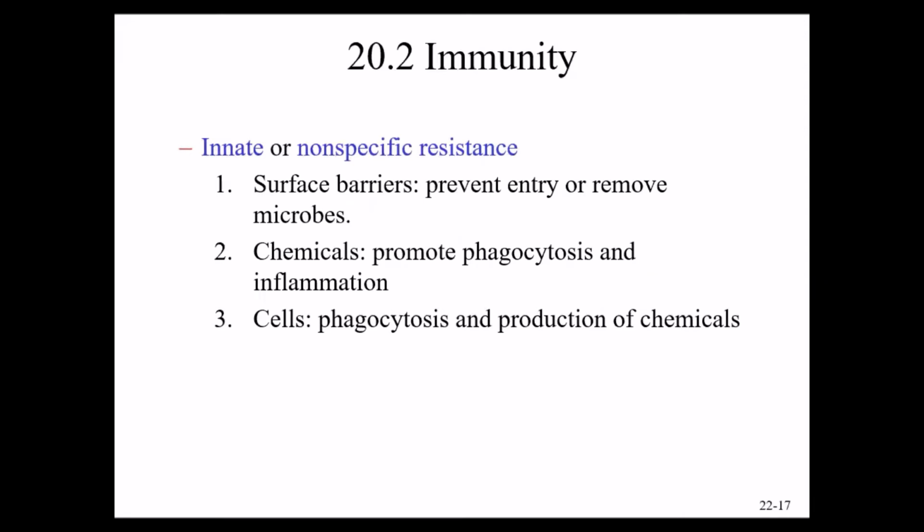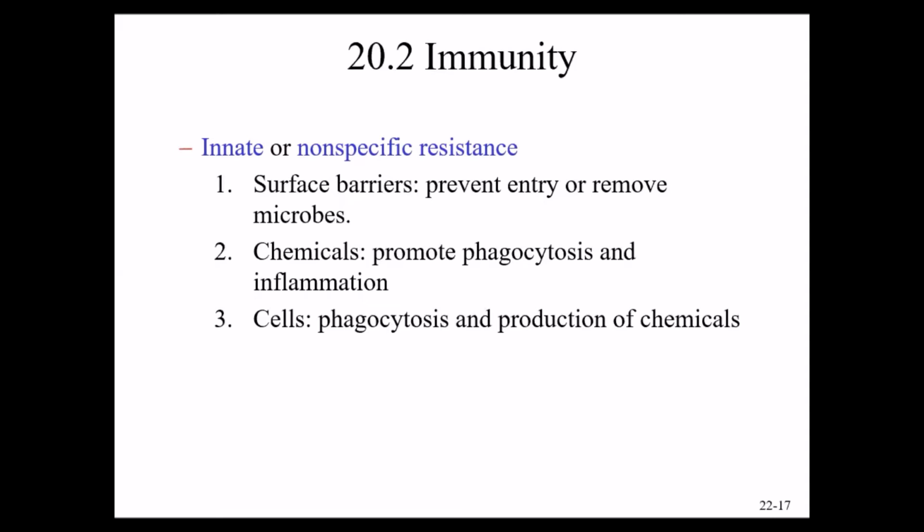Number two, you have chemicals inside the body, and these chemicals do several things to try to protect the body, including promoting the process of phagocytosis, helping the phagocytes to try to recognize and engulf and digest a foreign cell, and then the process of inflammation. We'll talk about that. And then you have certain cells that are part of your innate immunity. These are non-specific type cells, phagocytes, macrophages, and then they produce chemicals that also aid in your non-specific immune system.